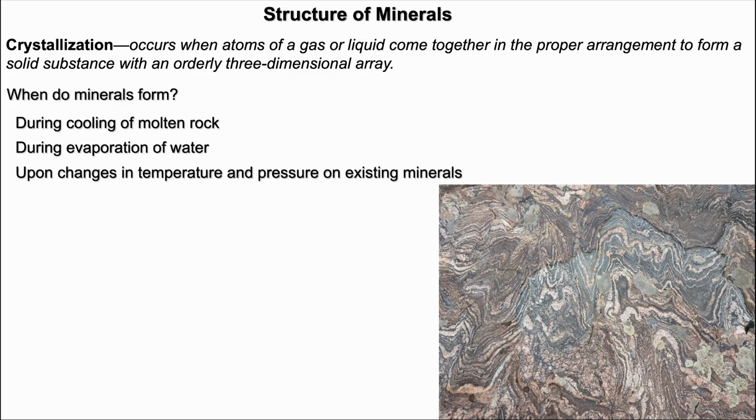And we can have the formation of minerals upon changes in temperature and pressure on existing minerals, as seen here in the formation of this migmatite. This is a fairly high-grade metamorphic rock in which there's a slight amount of melting. Most of the minerals remain solid, but there's a little bit of melting in the case of the migmatite, and the pressure differential gives it this swirly look.